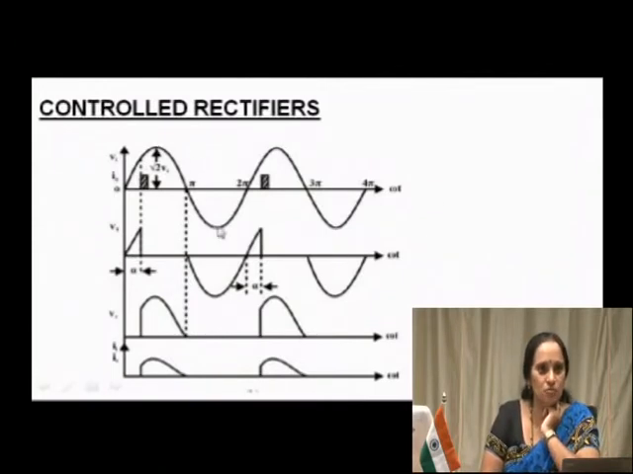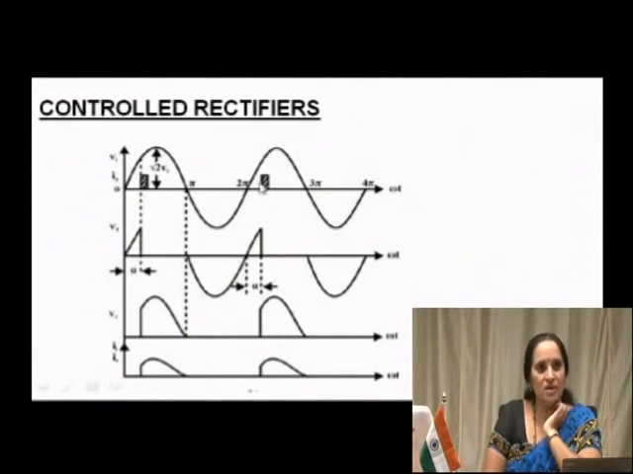Please see, once again I am showing, this is the input AC, then the shaded portion here in the positive half is the trigger pulse. Now please see, this is the voltage across the thyristor. Before the trigger pulse, the thyristor is off, that is why all the voltage appears across the thyristor. Once the trigger pulse is given, the SCR is on, so voltage across the thyristor becomes 0. In the negative half, all the voltage will fall across the thyristor. So that is what I have shown here.